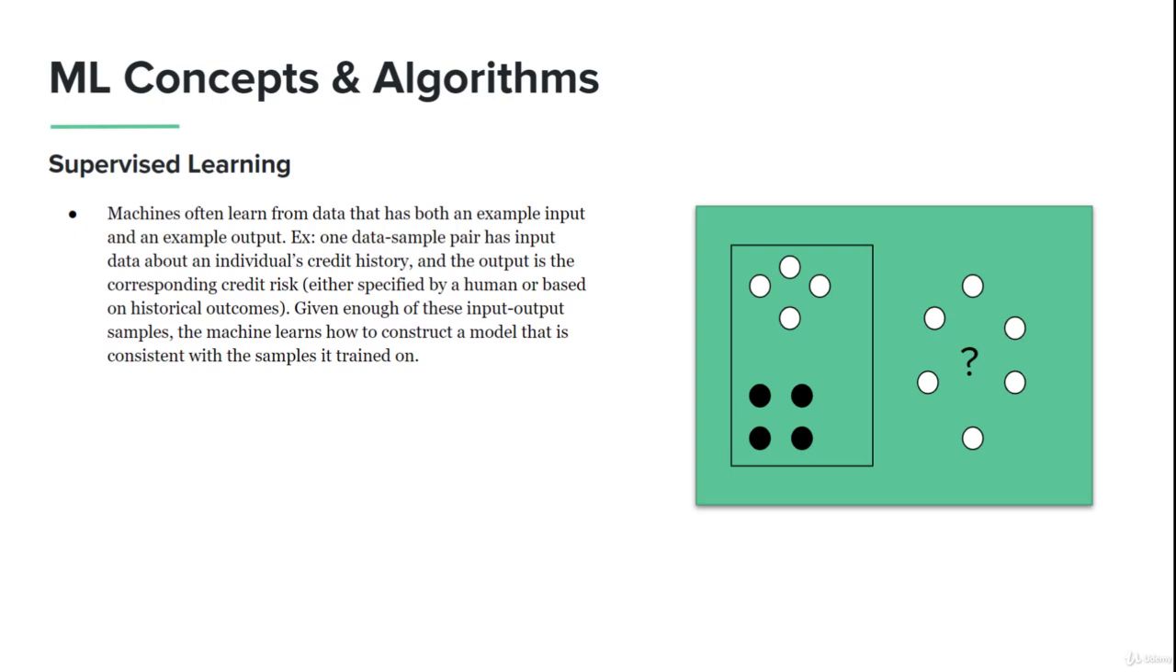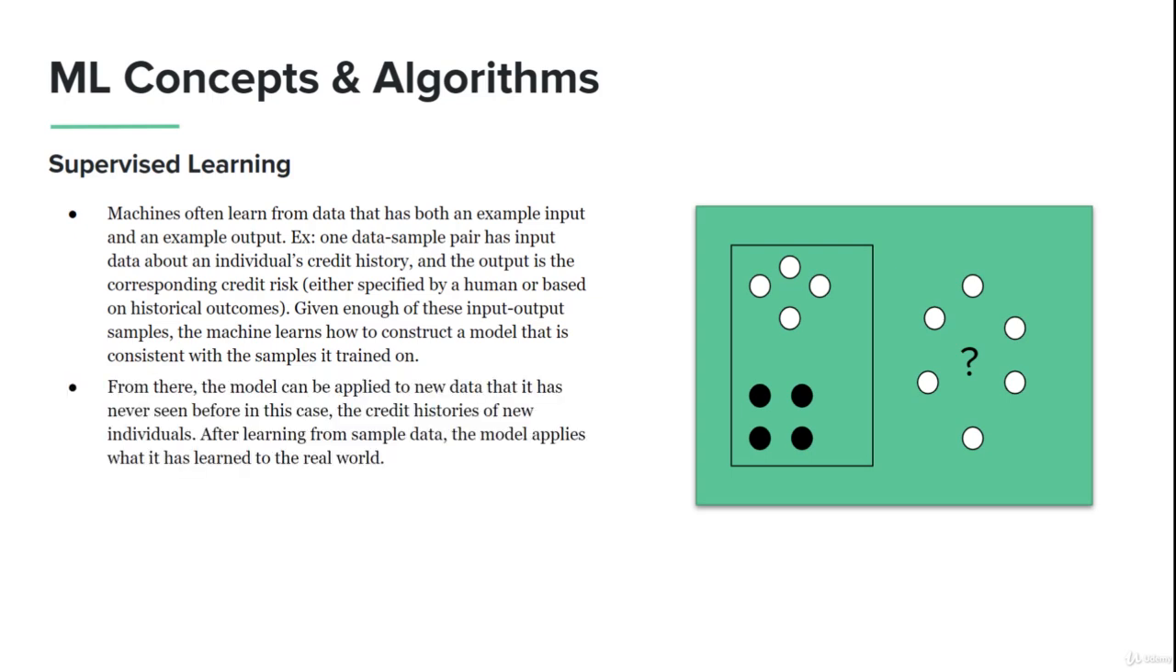And then given enough of these input and output samples, the machine learns how to construct a model that is consistent with the samples it trained on. So this is extremely powerful here, and this is what supervised learning is really about. This is probably one of the best types of learning methods because you are able to be on top of it, right? It's supervised. It's making sure that you have a certain set of criteria, data points, and it's able to learn on its own through that particular setup.